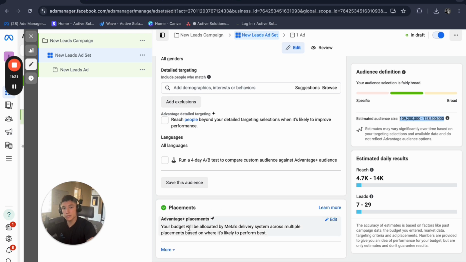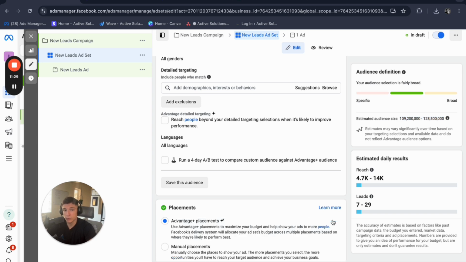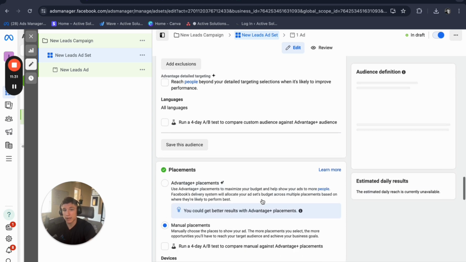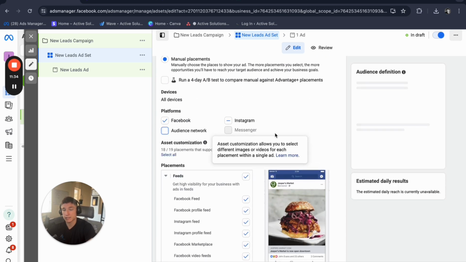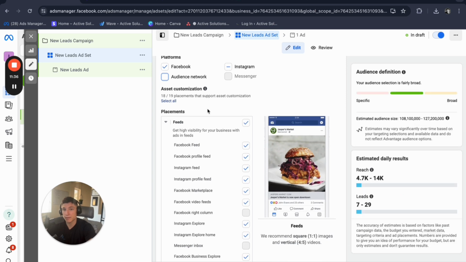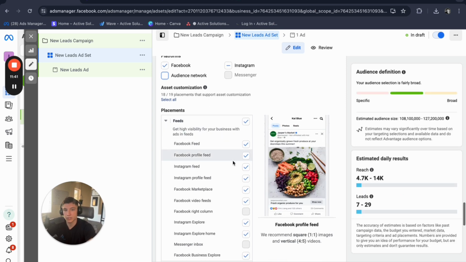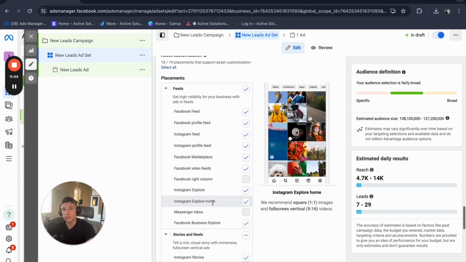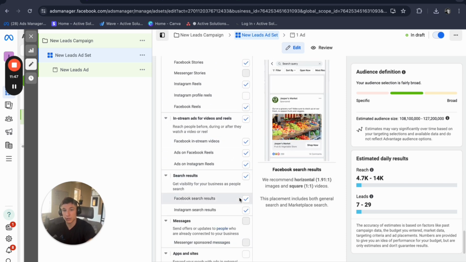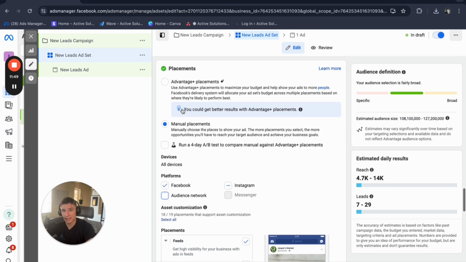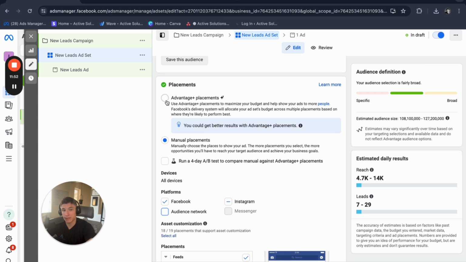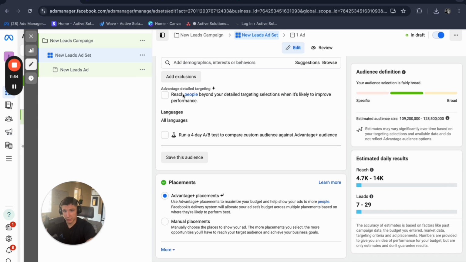Okay, and then I've been using advantage placements more because it's been working better than it was when it first came out. But what you can also do is you can edit here and you can go to manual placements, and you can take it off audience network. But Facebook's algorithm kind of figures out which platform people are spending the most time on your ads again. So it does a really good job at this. But you can dial it down and pick which feeds you would actually like to show your ad on. But now that advantage placements is becoming better and better and the algorithm is becoming better, you can probably just keep the advantage placements on.